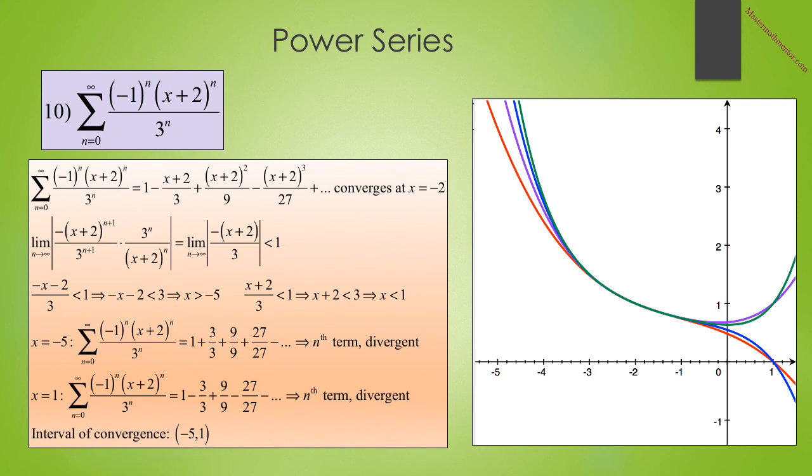We look at polynomials with 3, 4, 5, and 6 terms. And we can see that when we get close to negative 5 and 1, the series are well on the way to diverging.